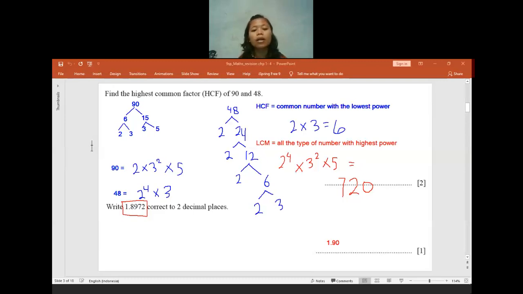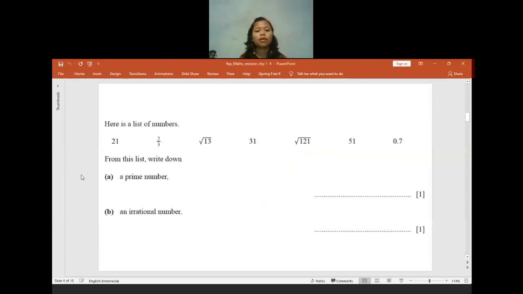Is there anyone having a different answer or getting difficulties for these two numbers before I move to the next question? No, teacher. No? Okay, if no one has difficulties, I'll move to the next question. Anyone want to help me to find which one is a prime number in here?